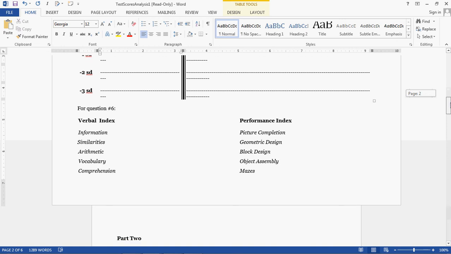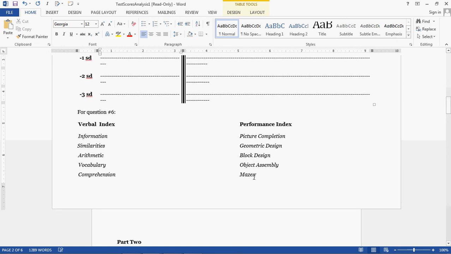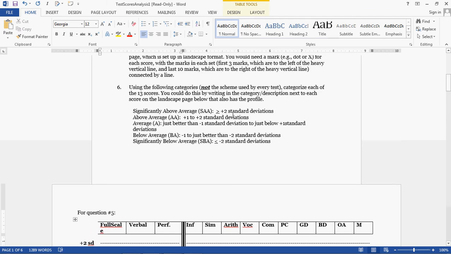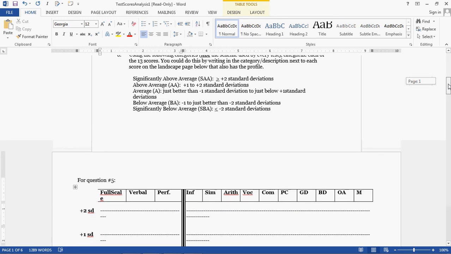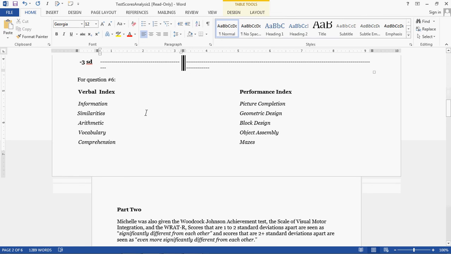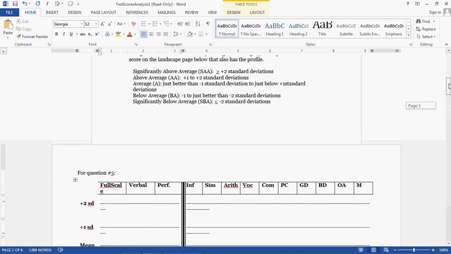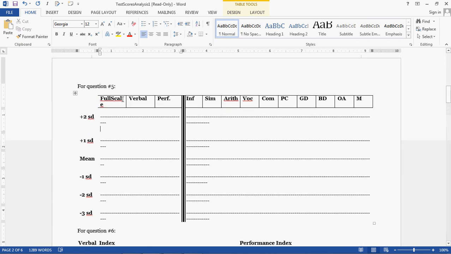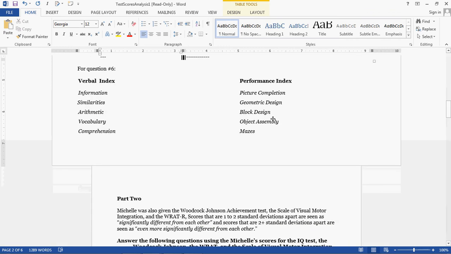Then, question 6. These are all the tests we're looking at here. And you've been given a scale here. If it's more than 2 standard deviations above the mean, then you're going to put significantly above average for any scores for that. If it is 1 to 2 standard deviations, then you're going to put that down here. So it all depends on how many standard deviations it is.